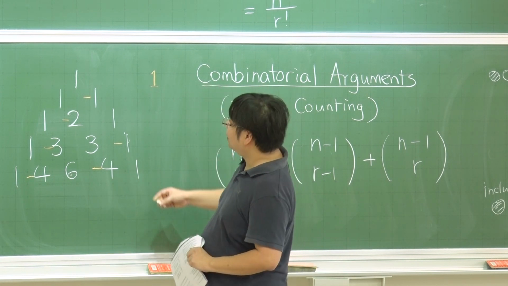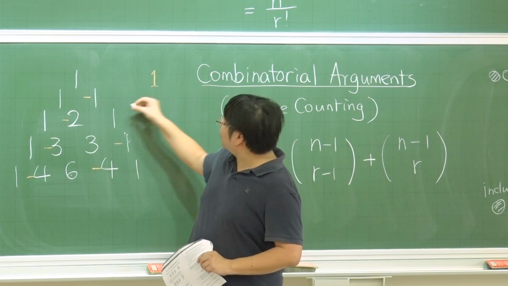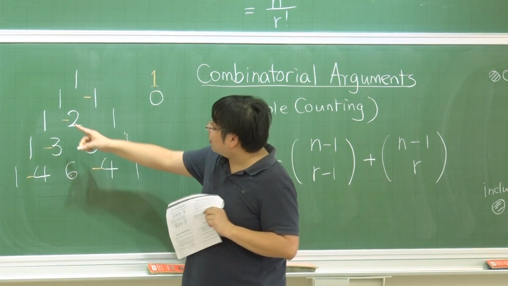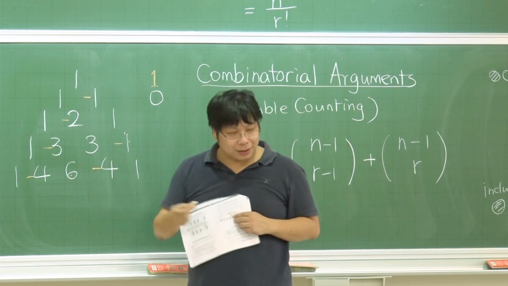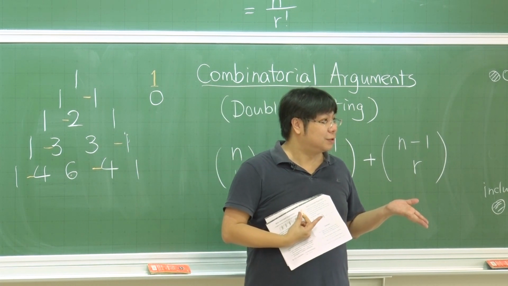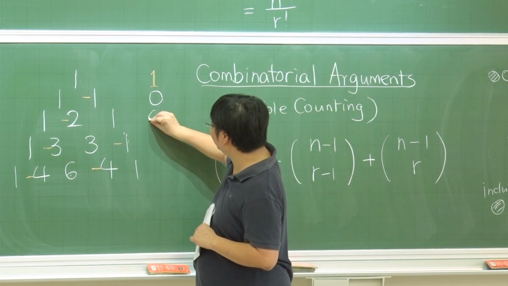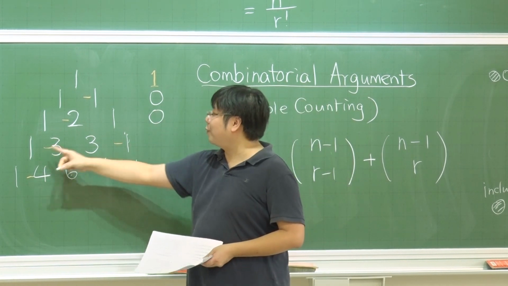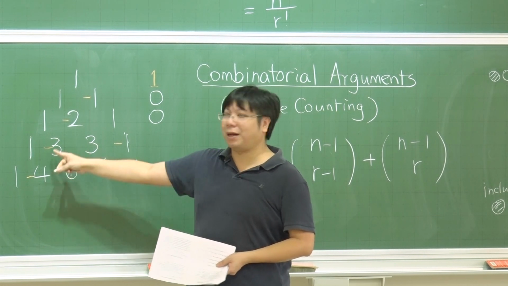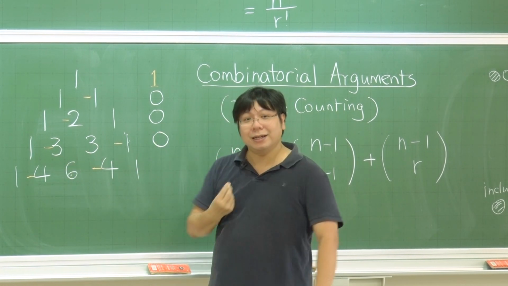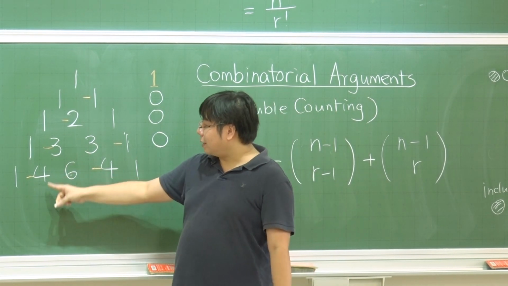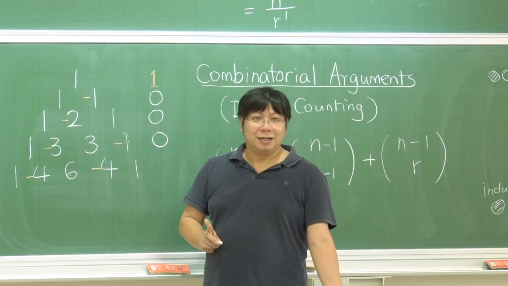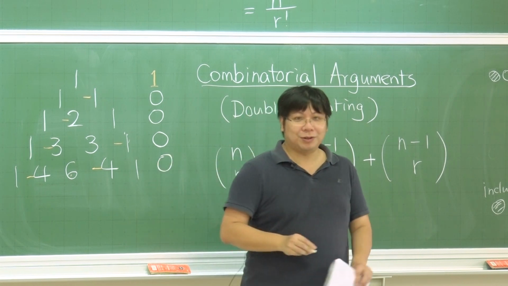We want to add them together. So what will we have? This is 1 minus 1, you get a 0. Is that okay? And then 1 minus 2 plus 1 is equal to 0. Okay? 1 minus 3 plus 3 minus 1. So it is symmetric, right? You have a 1 here, minus 1 here. You have 3 here, minus 3 here. So it must be 0. Is that okay? 1 minus 4 plus 6 minus 4, 1. 0.